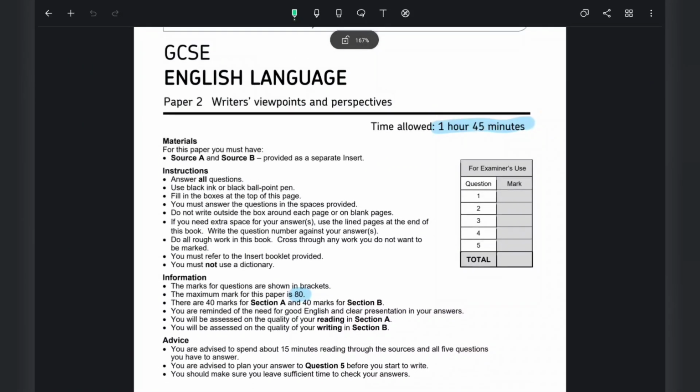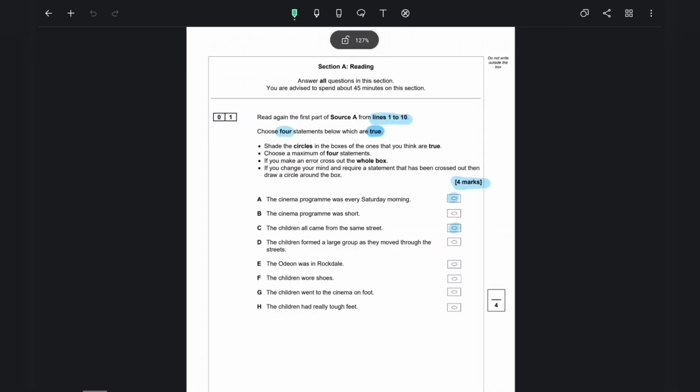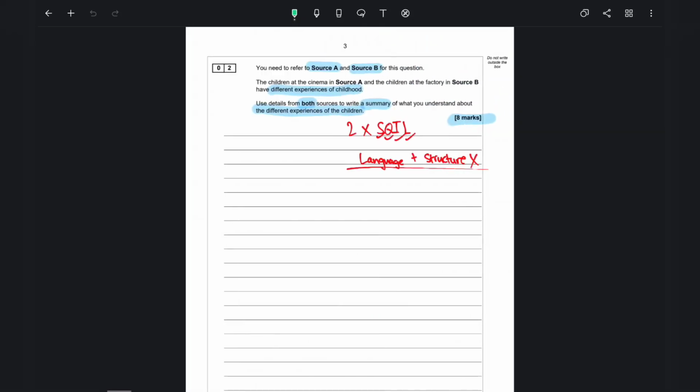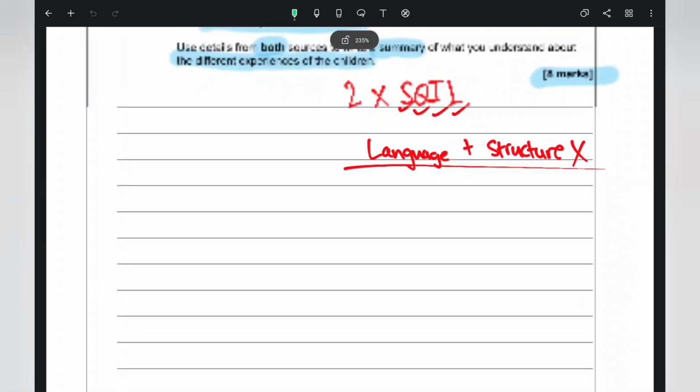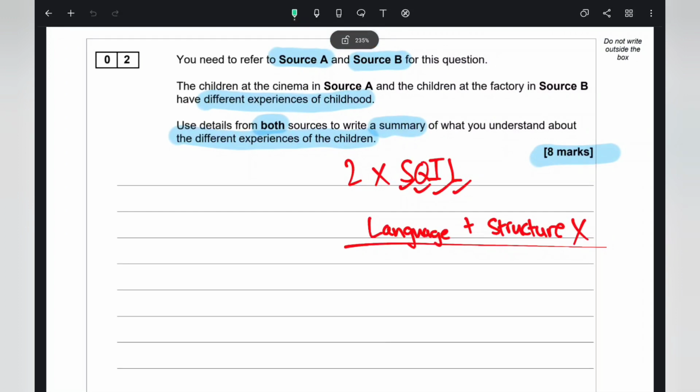So for section A, you need to make sure you familiarize yourself with what language and structure is, and also importantly you are able to compare. Paper 2 is all about comparing, so you'll have two inserts. One will be a modern text and one will be an older text, perhaps from the 19th or 20th century. So you need to demonstrate to the examiner you have the ability to compare and contrast. Now they may ask you to compare the similarities, but that is unlikely. Most of the time it's focusing on the differences.